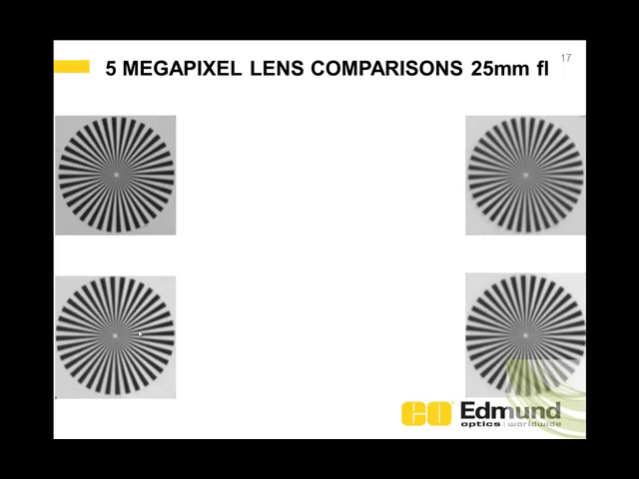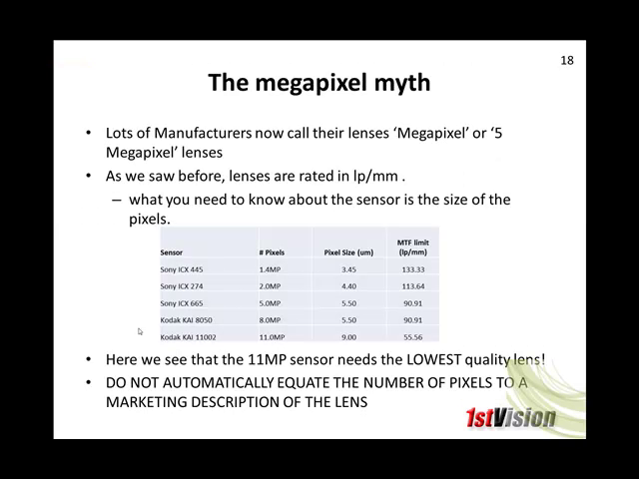Finally, let's take a look at some 5 megapixel lens comparisons. And I like to use this one here because we have 2 different vendors both calling their lenses 5 megapixel lenses. And again, clearly on the left you could see that the lens is a better lens, even though both are saying they're 5 megapixel, which leads me to the megapixel myth.